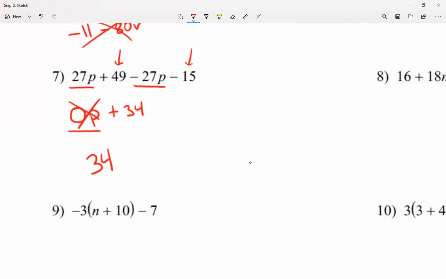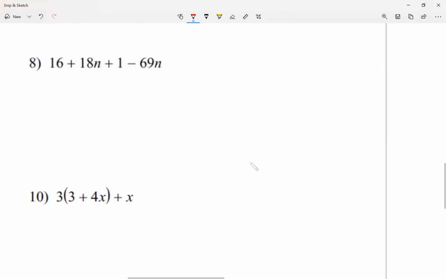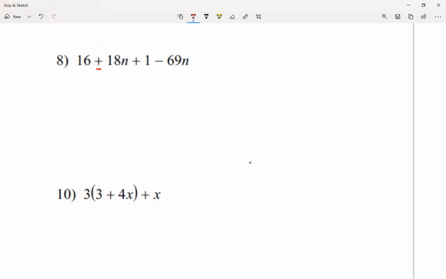All right, let's take a look at question number 8. Letter-wise, I have 18n minus 69n. One of them is positive, one of them is negative. So I have to subtract. 69 minus 18 is 51. The big number is a negative. So let me write this as a negative 51n.